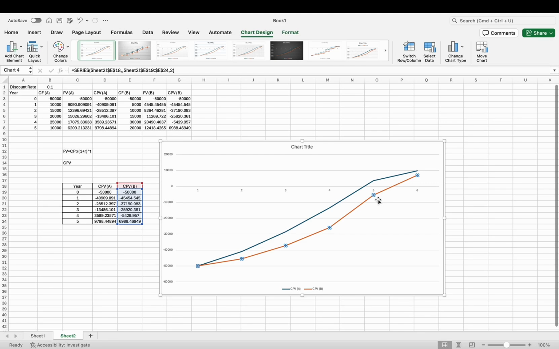So to conclude, using a 10% discount rate and the cumulative present value method, both projects appear acceptable because their cumulative present values are positive at the end of year 5. But project A has a higher final cumulative present value of about $9,848, while project B has only $6,900, and project A becomes positive earlier. So based on the analysis, project A is the better project and should be recommended. Thank you.